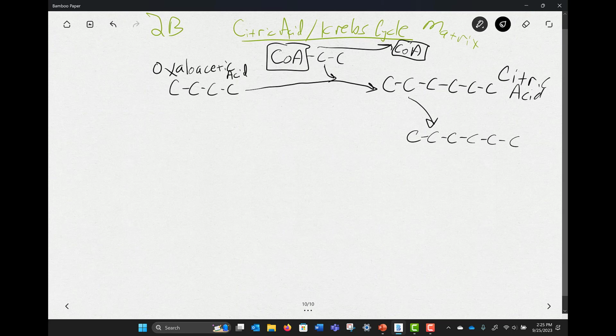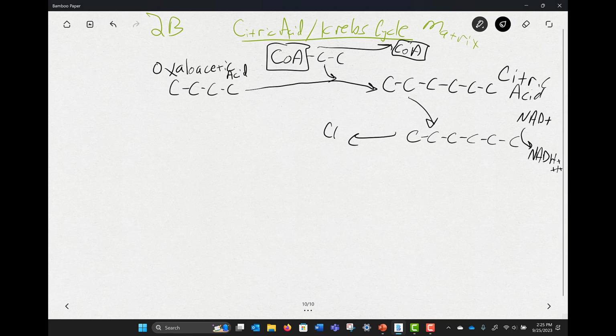Everyone switches places. The reason we do that is so that it is easier for NAD plus to come along and leave with some electrons and protons as NADH plus H plus. When that happens, a molecule of CO2 leaves as waste. So we are left with a 5-carbon compound.